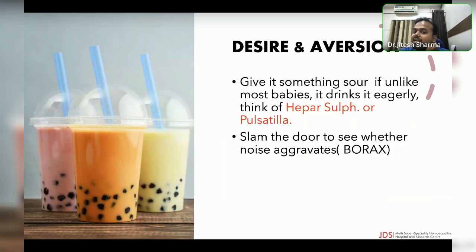Now, if you give a baby something sour and they drink it, you can definitely think of Hepar sulph or Pulsatilla. And if the baby reacts to door sounds or any little loud noise and aggravates, you can think of Borax, you can think of Bryonia. So there are many remedies. You have to first observe what is wrong here, why the child is reacting in this way.